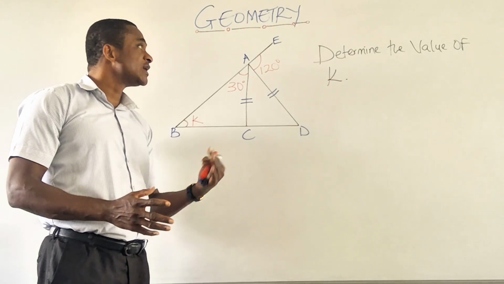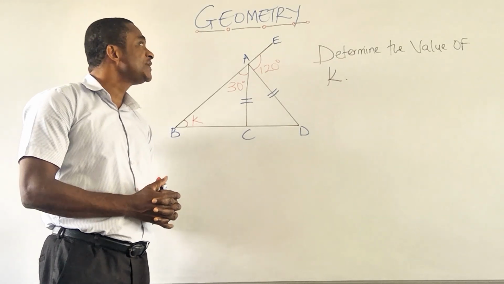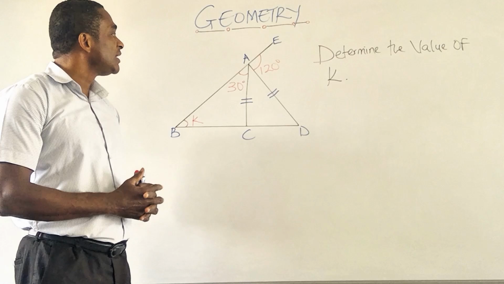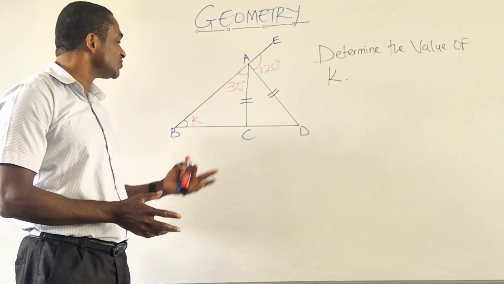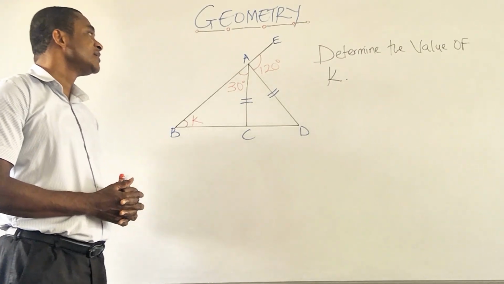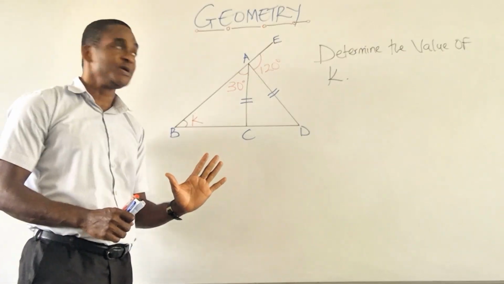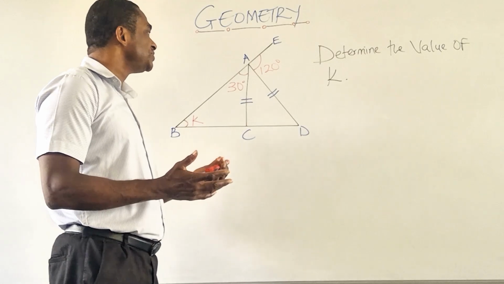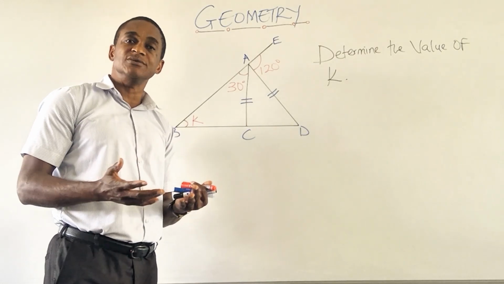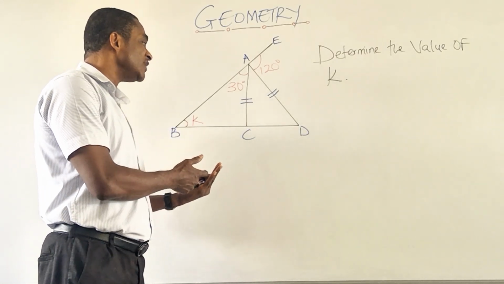Today we are going to look at some geometrical problems. Here we have a given shape and we are asked to determine the value of k. Now we should note that we have more than one triangle here. So we will approach this from where we have more values to the section where we have less values.